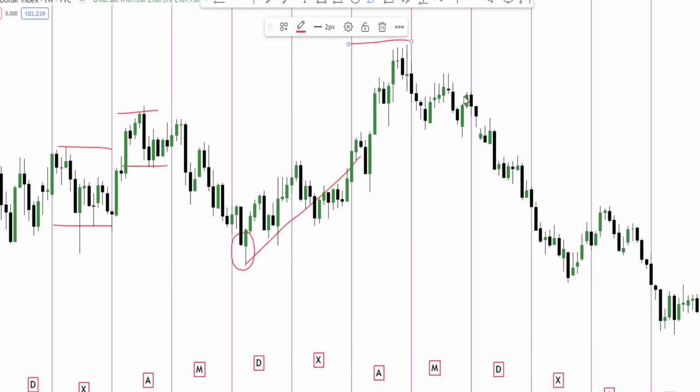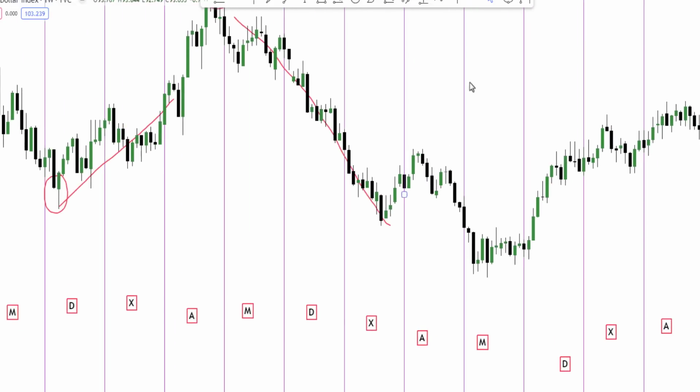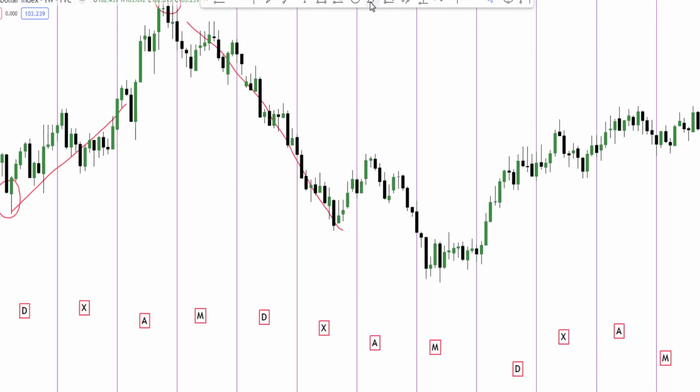Accumulation happening, manipulation coming in. The manipulation did not come in here, but it came in right here, distributed down to this area, and then it starts again. Time and again, you will see this. You see accumulation, manipulation, and distribution. You see reversal, accumulation, manipulation.